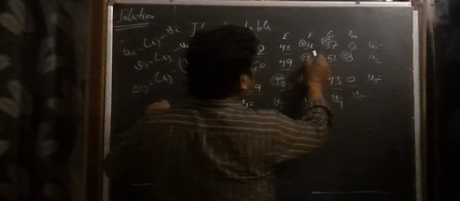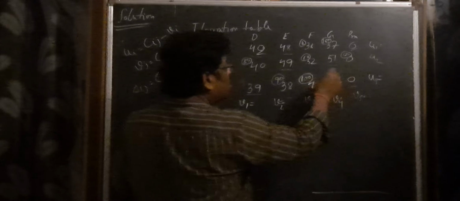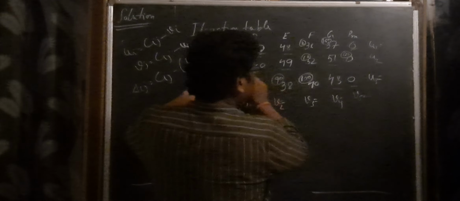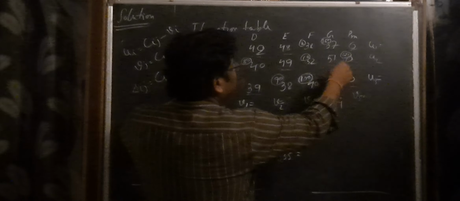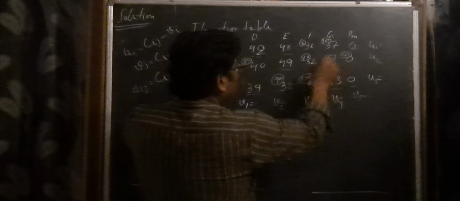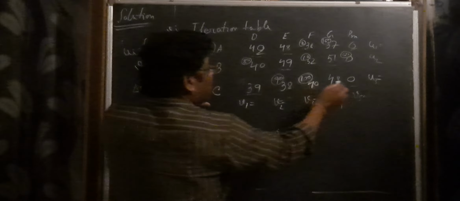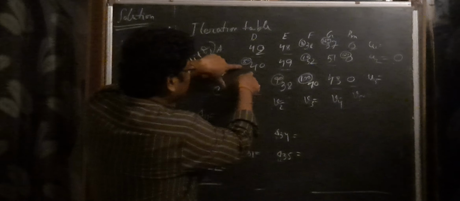Now for the maximum allocation, we consider the row or column which has the maximum allocation. This B row has 3 allocations, and the other columns and rows have fewer than 3. So we consider this B row and put u2 equal to 0. And as u2 equals 0, now it is the allocated box.